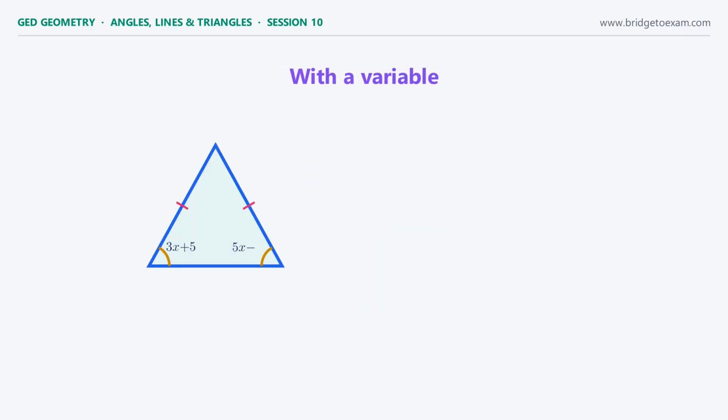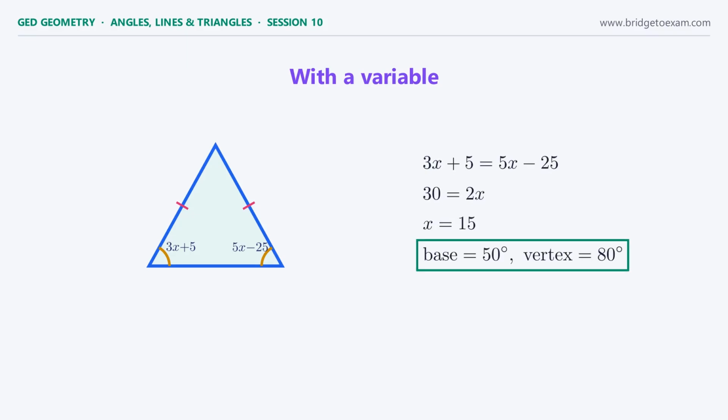Let's try an algebra problem. Suppose the two base angles are labeled 3x plus 5 and 5x minus 25. Because base angles are equal, we set the expressions equal. 3x plus 5 equals 5x minus 25. Solving, 30 equals 2x. So x equals 15. Substitute back. Each base angle is 3 times 15 plus 5, which is 50 degrees. And the vertex angle is 180 minus 50 minus 50, which is 80 degrees.